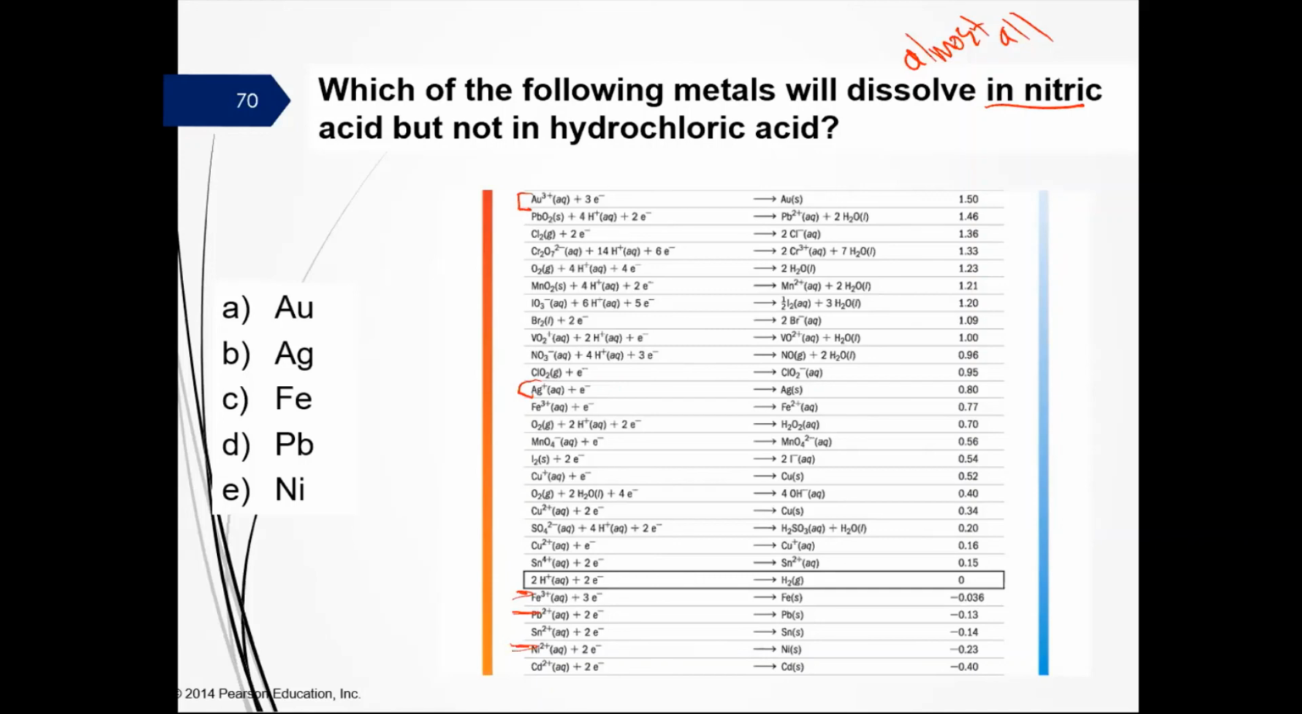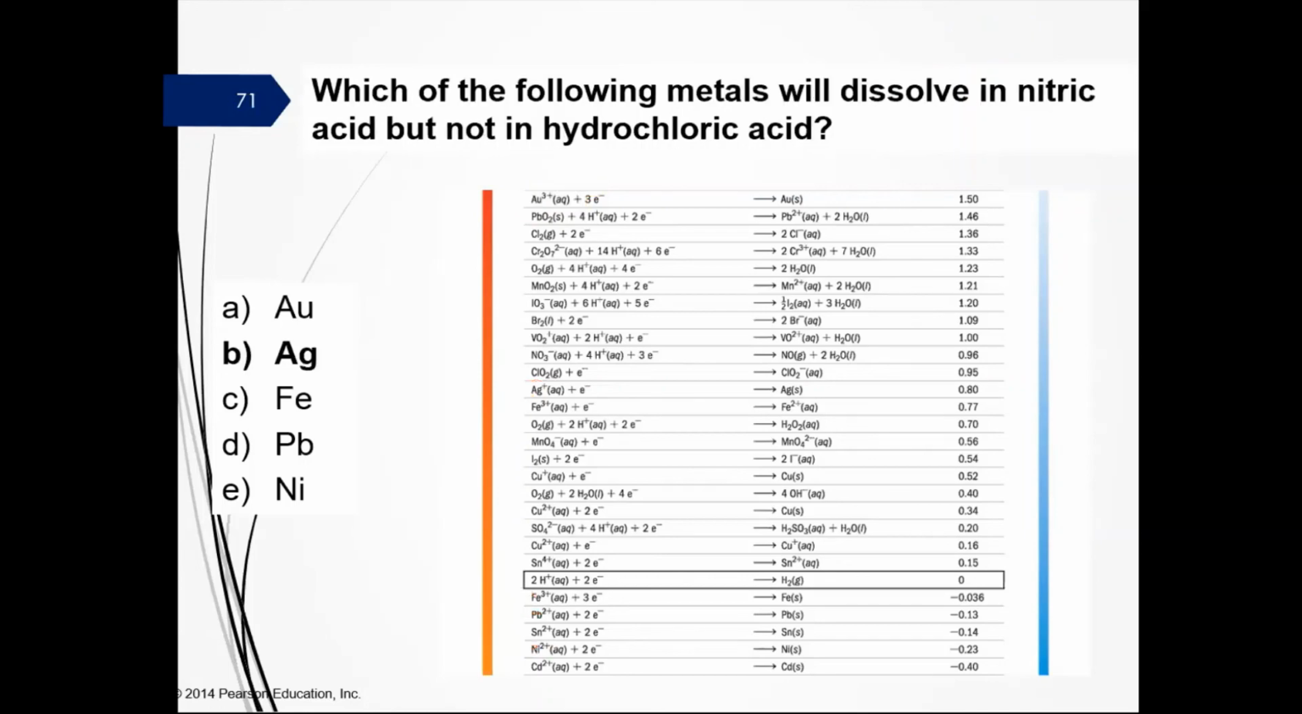Right? Now, gold and platinum, these two are the only ones that don't dissolve inside of nitric. We don't even have platinum on this one, so we don't have to worry about it. Right? And so between these two, it should just be our silver.